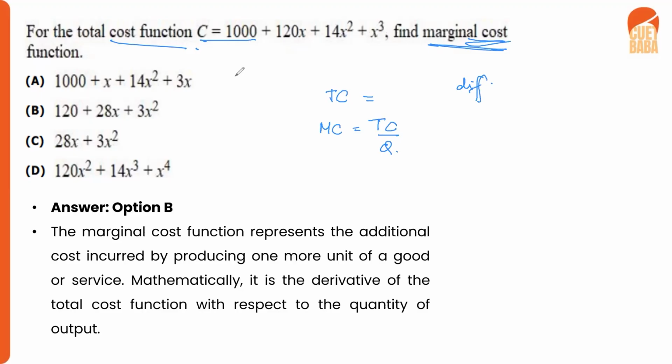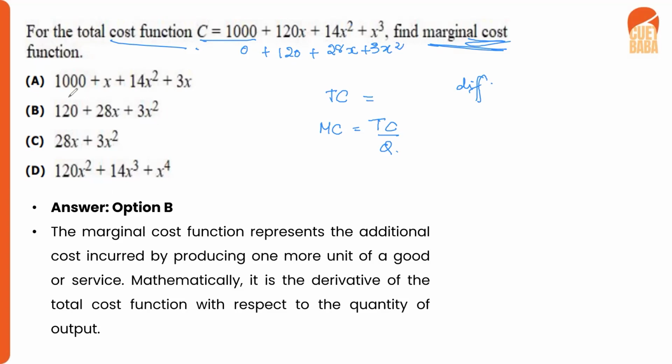When we take the differentiation of the same, this would be 0, this would be 120, plus this would be 2 14s are 28x, plus 3x square. So there's only one option.